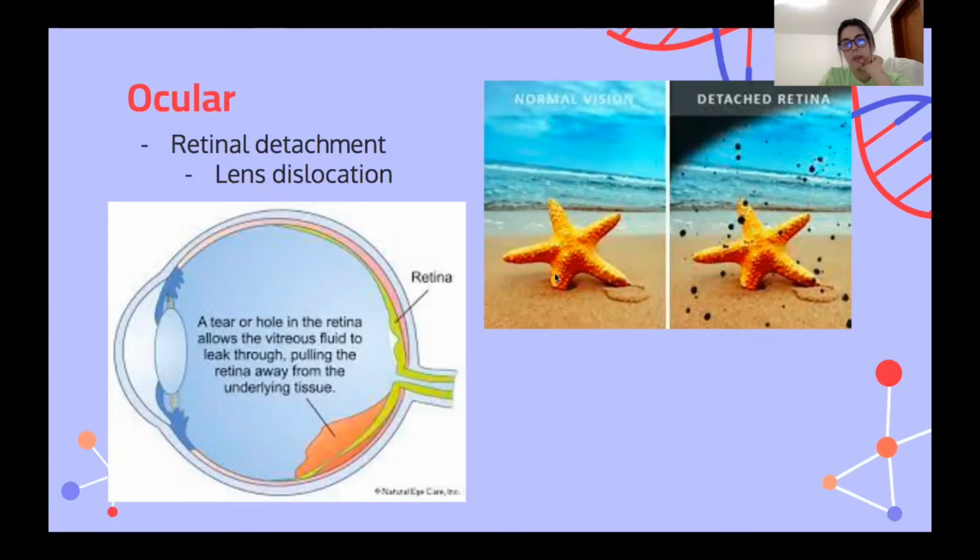And then I found this very good picture to the right, where it really explains what happens to the patient if they have this retinal detachment. So to the left, we see the starfish with normal vision. But on the right would be how the affected individual would look at it, with these little dots as well as a kind of shadow on the borders of their vision.